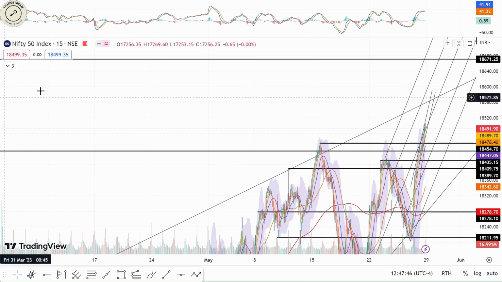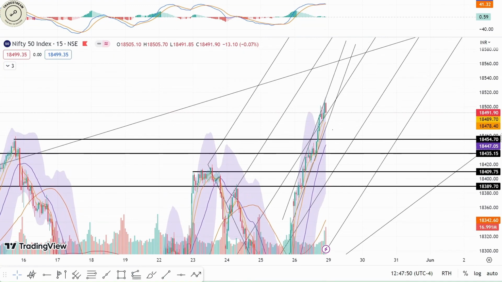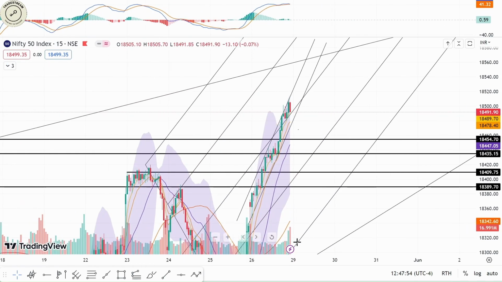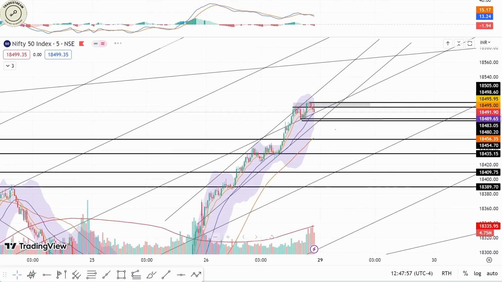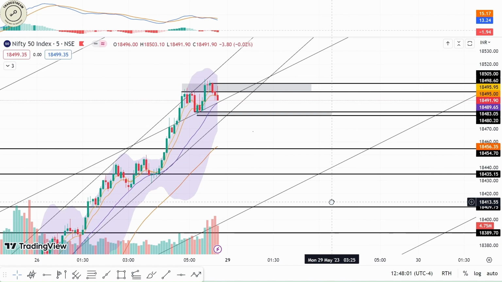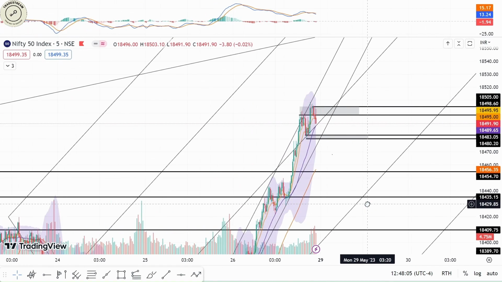So the next target is around 18,500, a psychological level. You mark these kinds of levels. They play around the whole numbers. Just try to be aware of those. These could be the levels where the price tends to stop, either in the support zone or in the resistance zone. So these matter a lot.